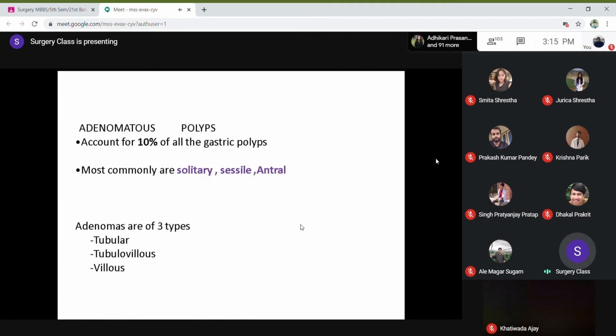If you talk about adenomatous polyps, they account for only 10% of gastric polyps, and they are usually solitary. That's the difference. Hyperplastic polyps are multiple. In a patient with familial adenomatous polyposis coli, if you do an upper GI endoscopy or gastroscopy, you'll see multiple hyperplastic polyps in the fundus of the stomach. But adenomatous polyps are usually solitary, sessile, and in the antrum. 10% will be malignant.